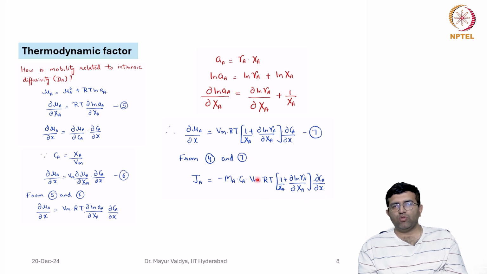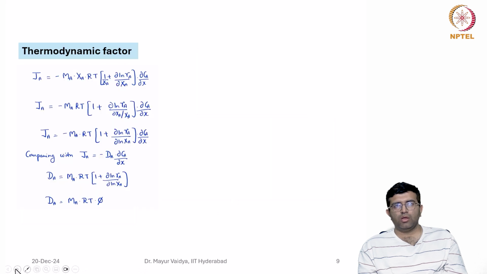Now, this Ca into Vm is nothing but Xa. So, I can write J is equal to minus Ma into Xa into RT, 1 by Xa plus dou ln gamma A by dou Xa, into dou Ca by dou x. Now, if I take this Xa inside, what I get is 1 plus dou ln gamma A by dou Xa by Xa into dou Ca by dou x. Now, this dou Xa by Xa can be written as dou ln Xa. So, I can have this expression alternatively like this.